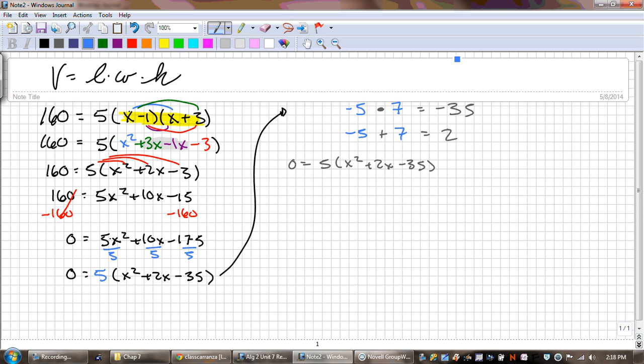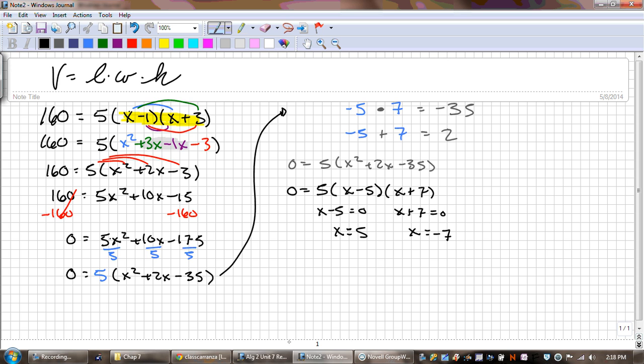Okay. What we can do now is we can split it up to x minus 5 and x plus 7. And we're going to set each one of those equal to 0. So x minus 5 equals 0 and x plus 7 equals 0. When you solve those, we get two answers of x equals 5 and x equals negative 7.